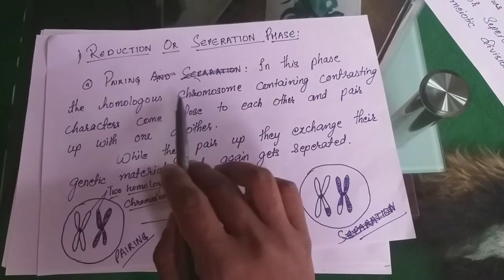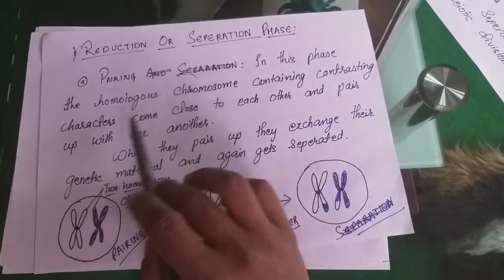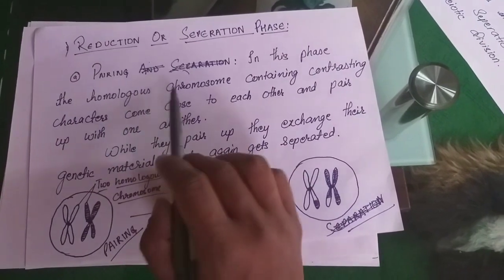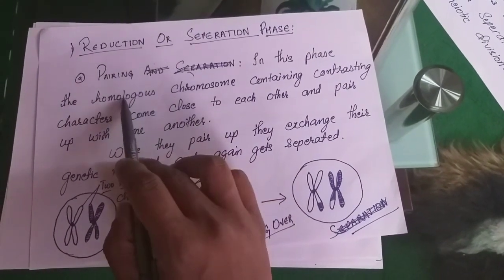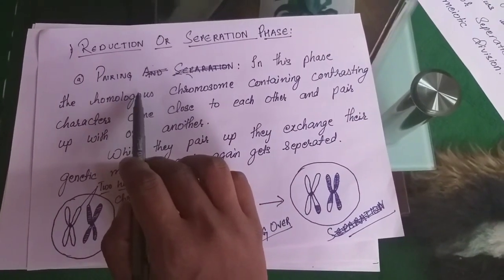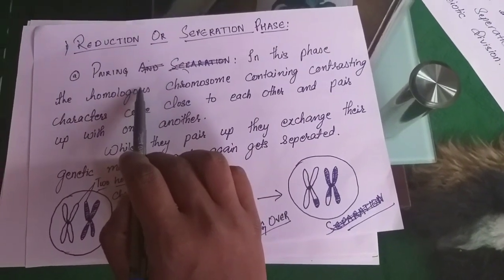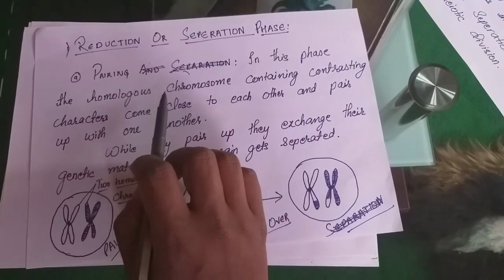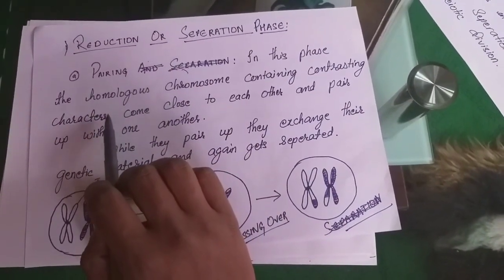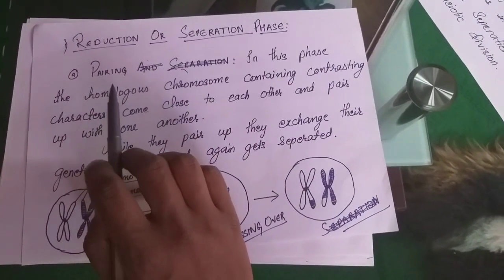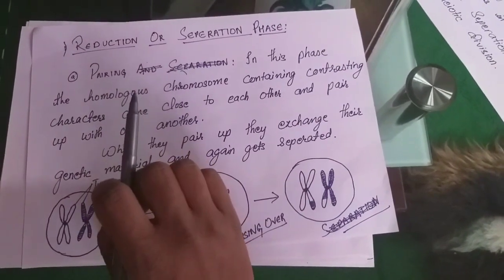In this phase, the homologous chromosomes containing contrasting characters, so there are many questions. Number one, what is a homologous chromosome? You need to write down the answer. First question for the day is, what is a homologous chromosome? Containing contrasting characters. Contrasting characters means those characters which are contrasting to each other.